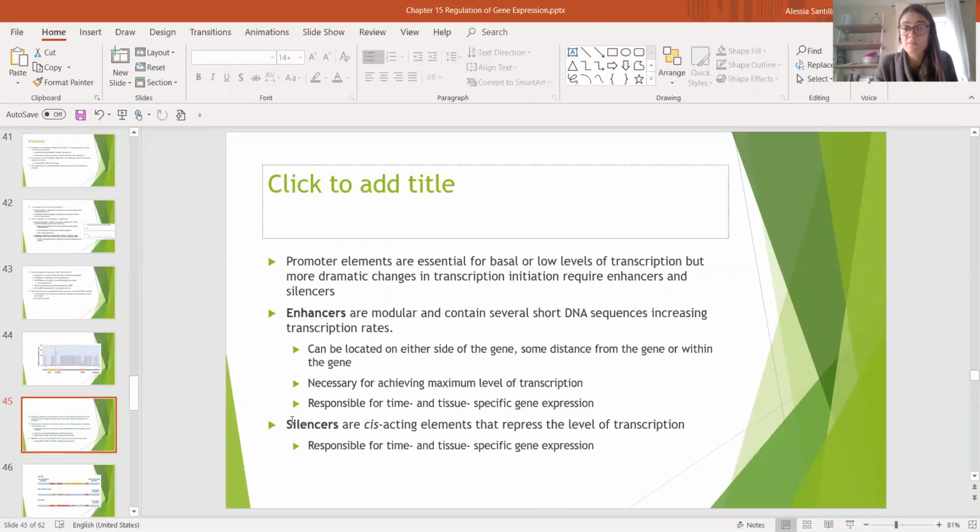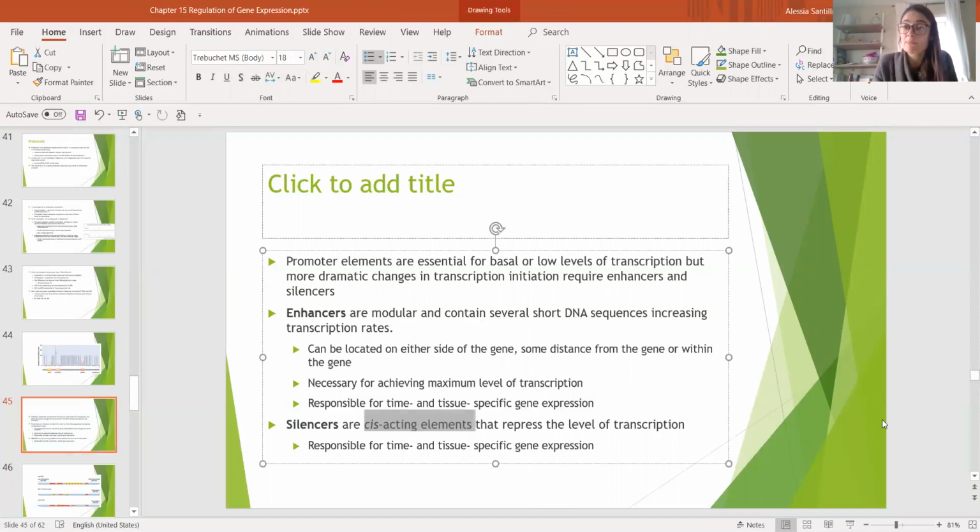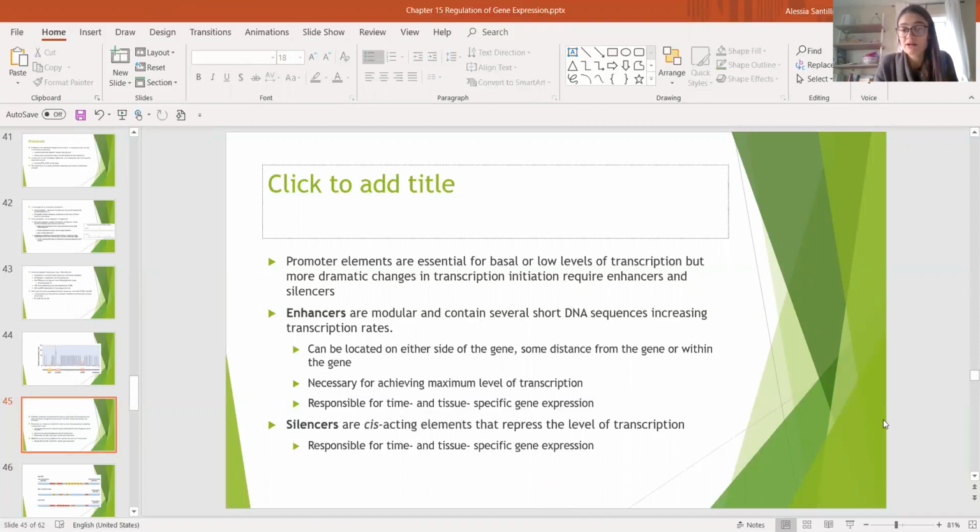Silencers are basically the opposite. So again, they're cis-acting elements just because they are DNA sequences, but instead of activating or amping up the level of transcription, they're repressing it. So they're also responsible for time and tissue-specific gene expression, but this time they're just making sure that anything that should not be transcribed or active in that cell or at that specific development time is not being transcribed.